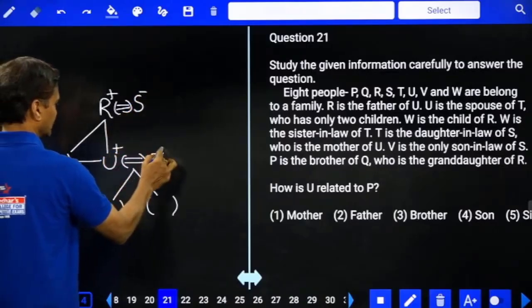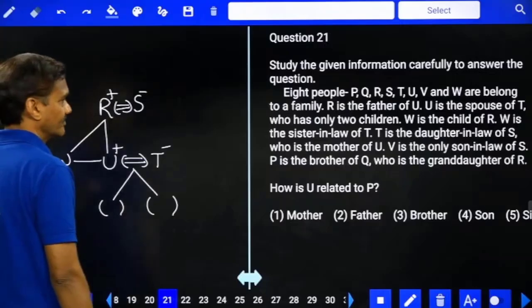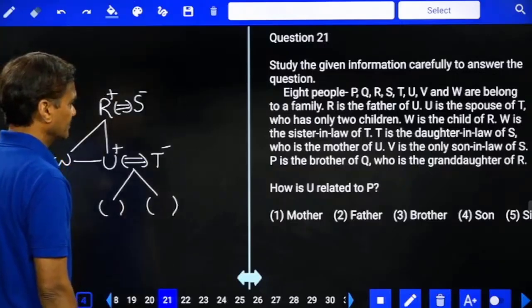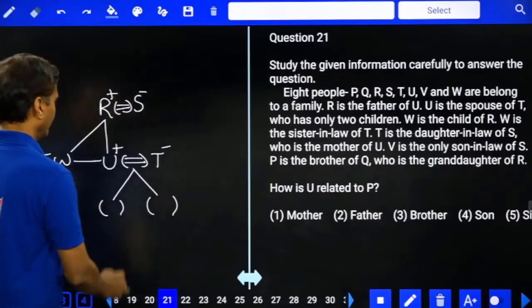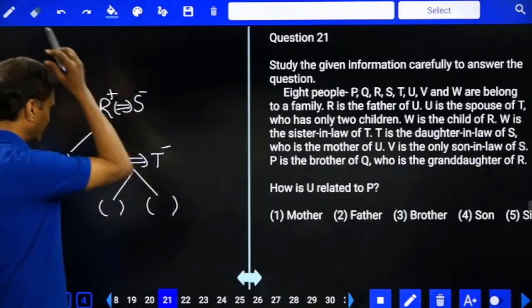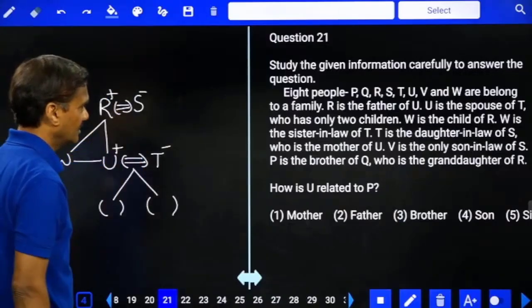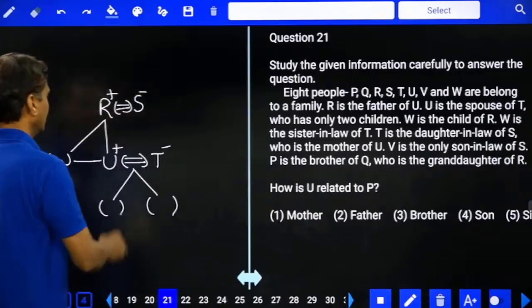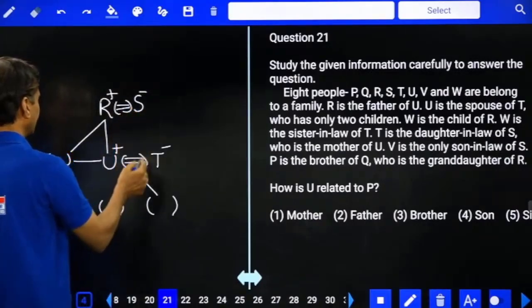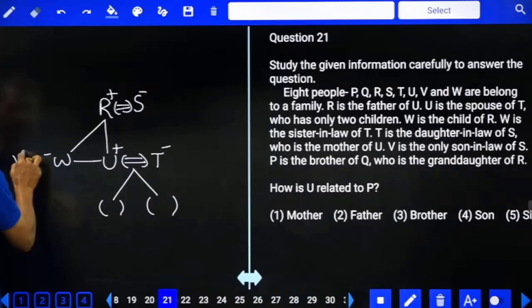That means U is the son, T is a female. And T is the daughter-in-law of S. S is the mother of whom? S is the mother of U, that is fine. Next one, V is the only son-in-law of S. Son-in-law means daughter's husband. Now V is the son-in-law, hence V and W are married to each other.